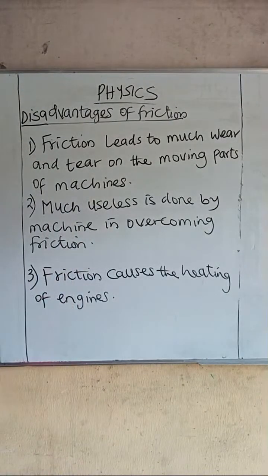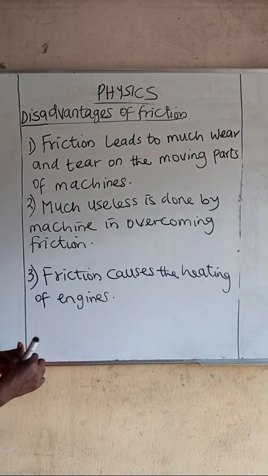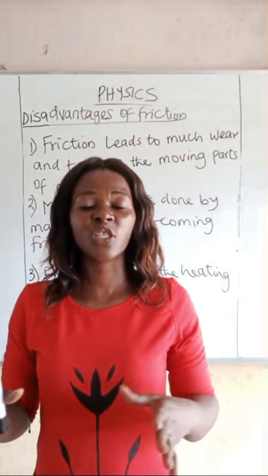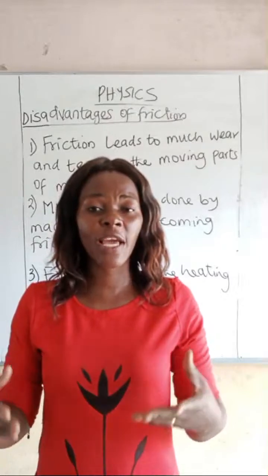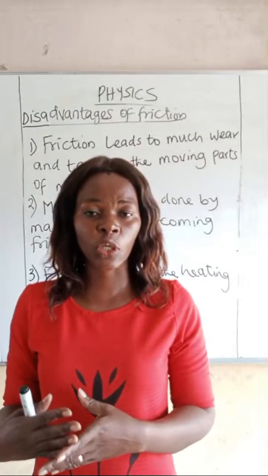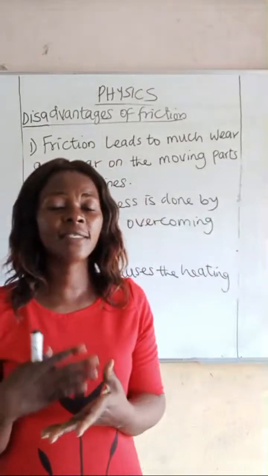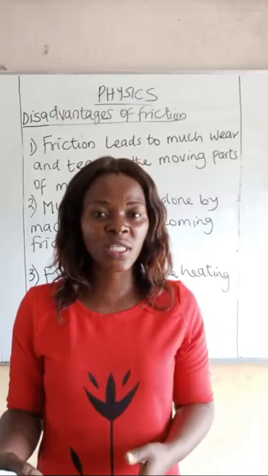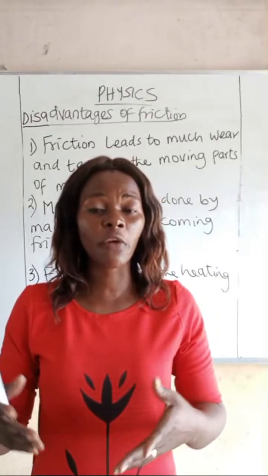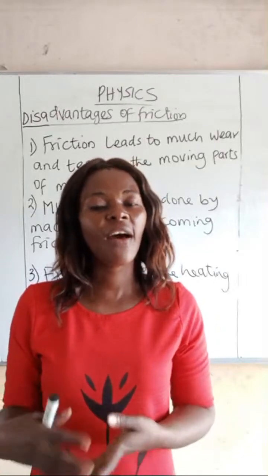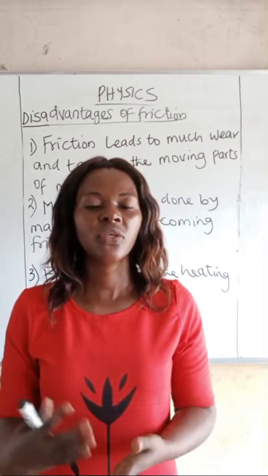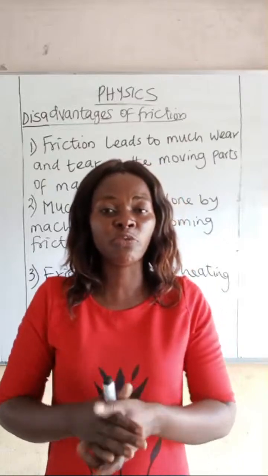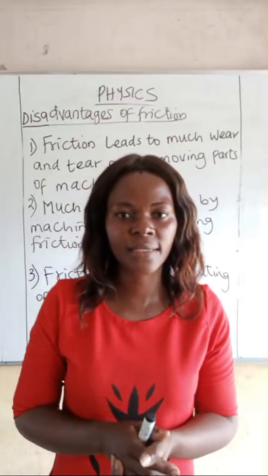Number three, friction causes the heating of engines. Friction can cause an engine to do what? To heat up. That is why we always need to look at the ways in which we can reduce friction. So these are the disadvantages of friction in our machine, so there is need for us to reduce it. That leads us to ways of reducing what? Friction. How can we reduce friction so that our machine can work effectively, so that the efficiency of our machine will be at least 100%?